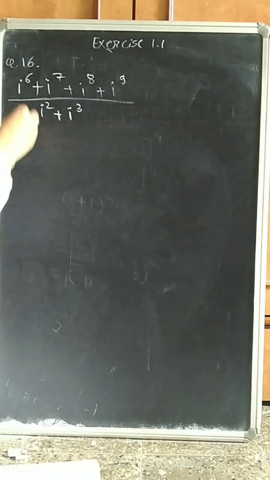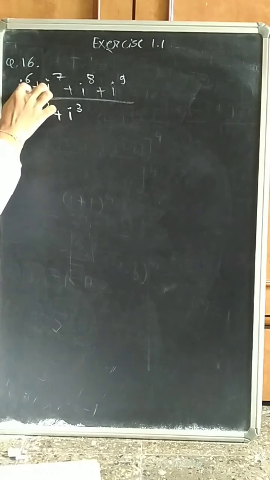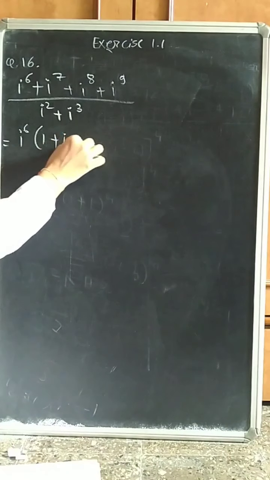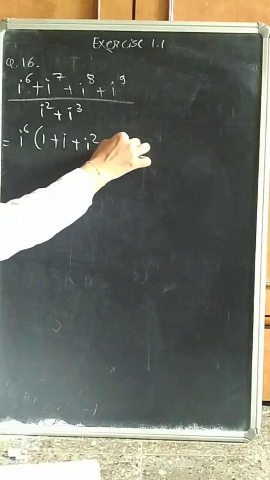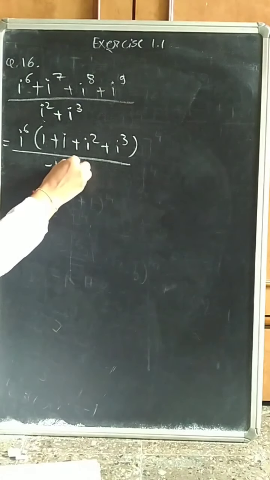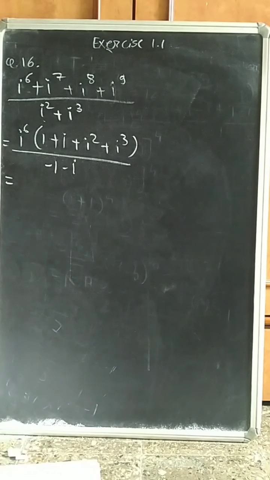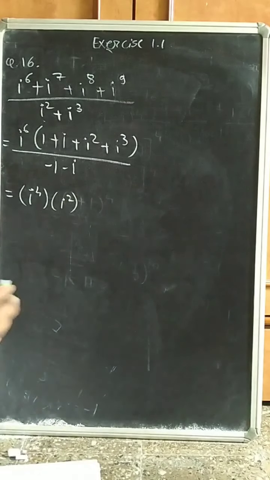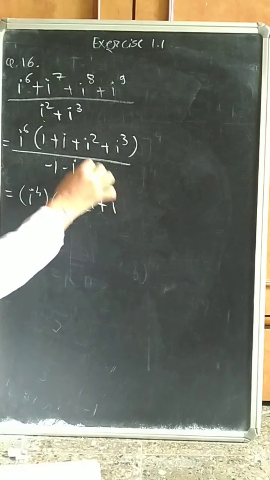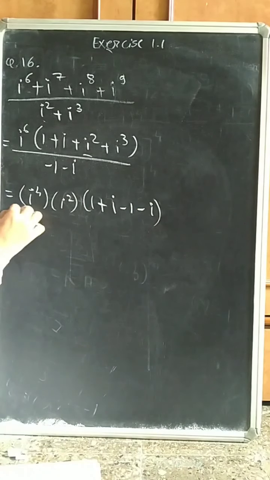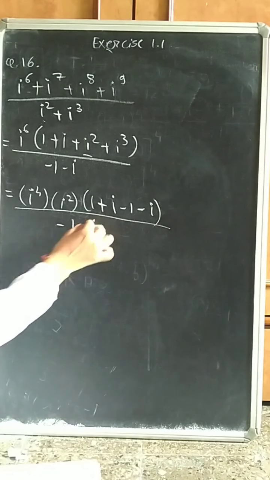Okay. यालाच आपण which is equals to, याच्यात 6 ह्या छोटी पॉवर आहे, so we will कॉमन काढून घेऊया. 1 plus i square plus i cube upon i square is minus 1, i cube is minus i. Now i raised to 6 plus आपण कसं लिहू शकतो? i raised to 4 into i square. This is 1 plus i square is minus 1, i cube is minus i upon minus 1 minus i.